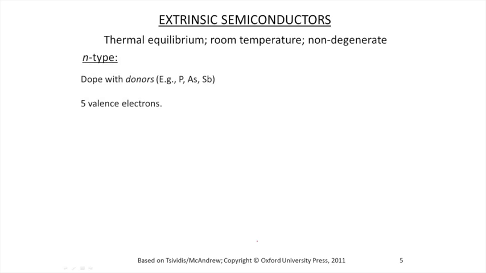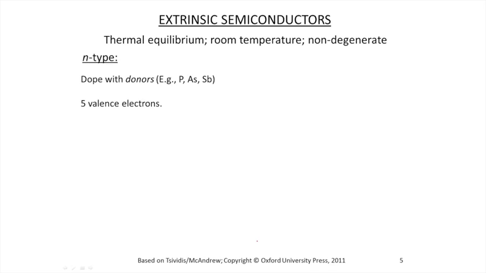Let us now talk about extrinsic semiconductors. These are semiconductors into which dopants, impurities, have been inserted. Again, I'm assuming thermal equilibrium and room temperature, and I will assume non-degenerate, in other words, not very heavily doped semiconductors in this discussion. So I start with the so-called n-type semiconductors. These are called donors because they will donate 1 electron each to the silicon structure. Examples are phosphorus, arsenic, and antimony.